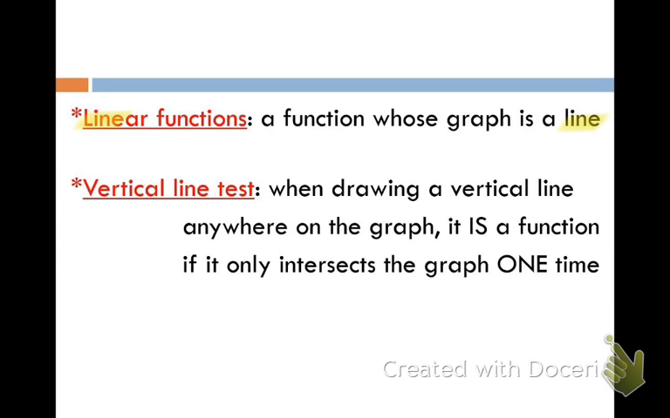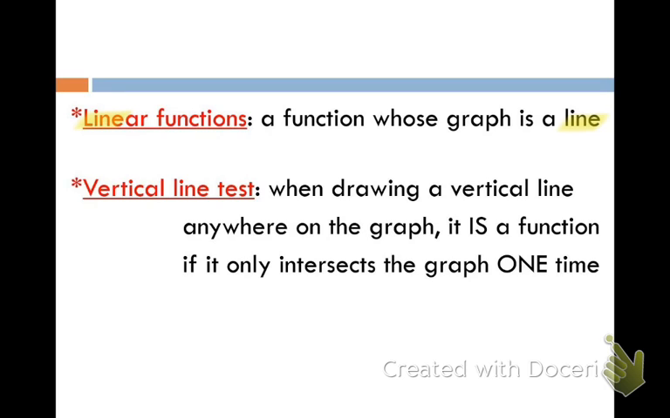Next up, vertical line test. When drawing a vertical line anywhere on the graph, it is a function if it only intersects the graph 1 time. Vertical, is that up and down or left and right? Up and down, thank you, all one of you, okay? So I'm going to give you an example here.